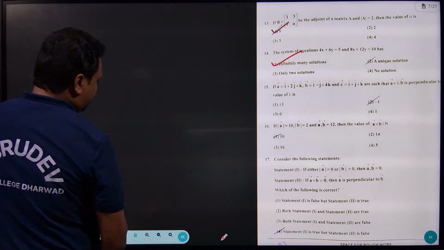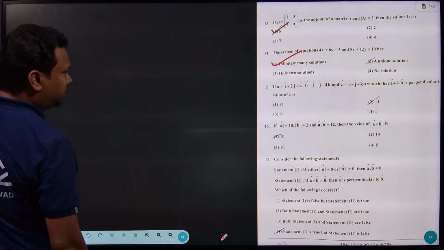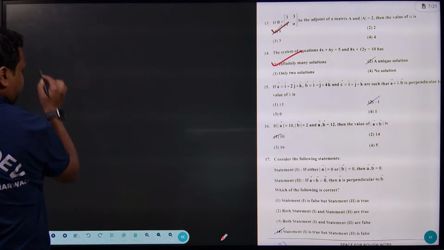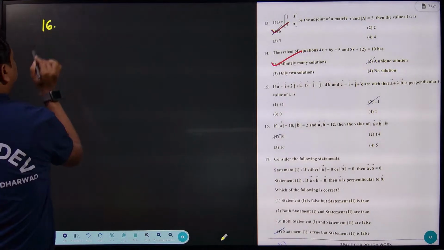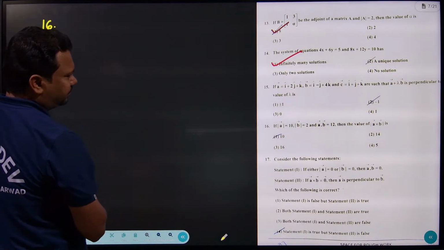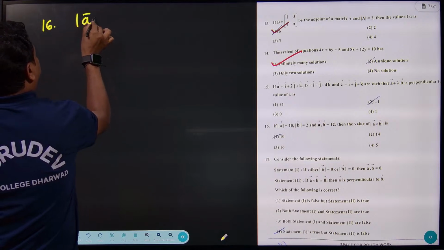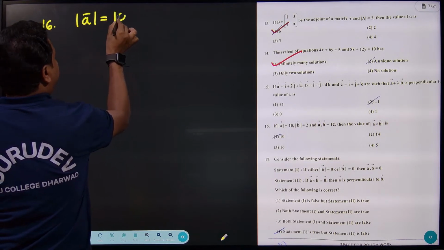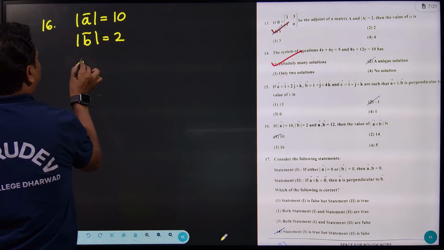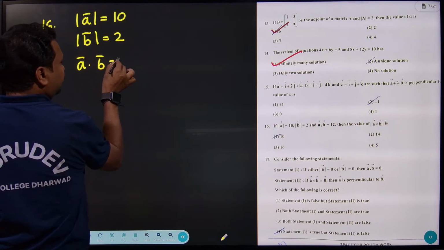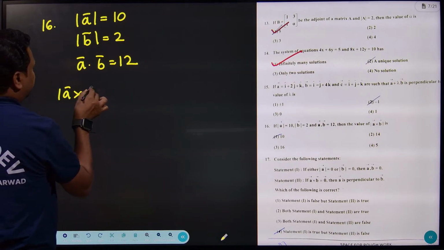Okay, 16th one here. So what is the 16th one? For the 16th one, the magnitude of vector A is 10, the magnitude of vector B is 2, A dot B is equal to 12, then the magnitude of A cross B is equal to, is the question.